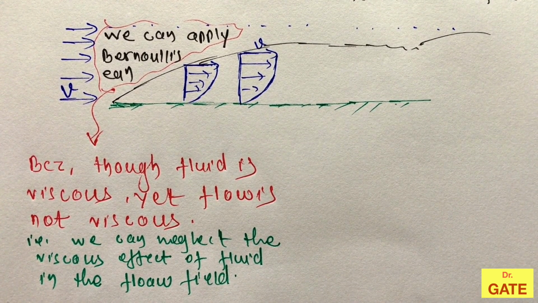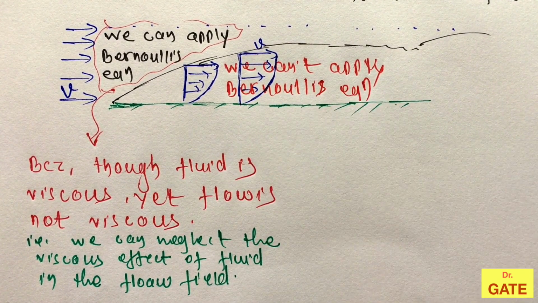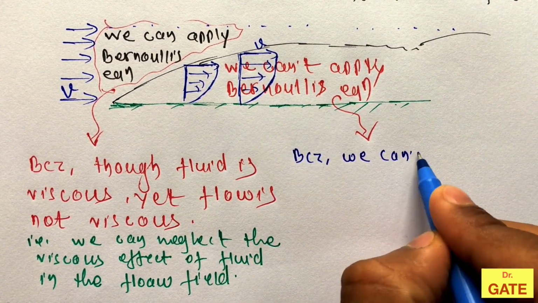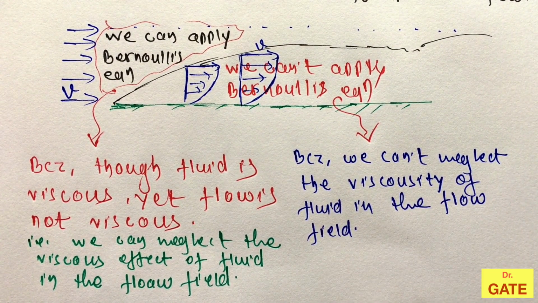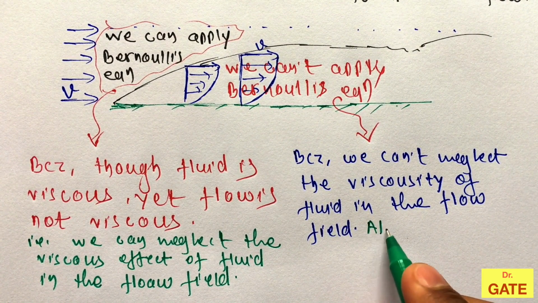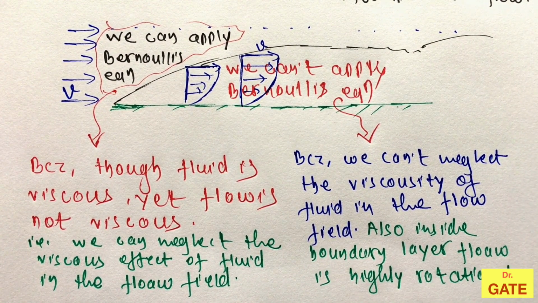Now come to the inside of the boundary layer. We can't apply Bernoulli's equation. Why? Because we can't neglect the viscosity of a fluid in the flow field. You can see there is a velocity gradient. We can't simply assume that the velocity profile is linear inside the boundary layer. Also, inside the boundary layer, the flow is highly rotational. So we can't apply Bernoulli's equation inside the boundary layer. But we can apply Bernoulli's equation outside the boundary layer.